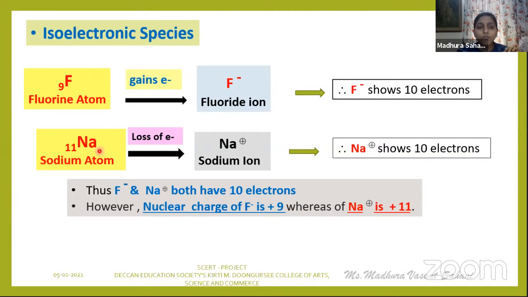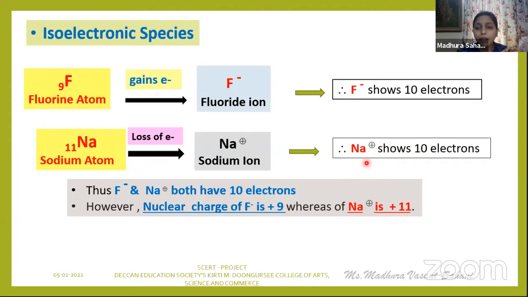Now, in the case of sodium, atomic number for sodium is 11. How are the cations formed? When the atom loses one or more electrons, it results in the formation of cation. So, for the sodium, it has 11 protons and 11 electrons. After loss of electron, now the sodium cation will show 10 electrons, but its proton number will remain the same. That is nothing but 11. Just look here. As the fluoride ion has total 9 protons, nuclear charge for the fluoride ion is plus 9.